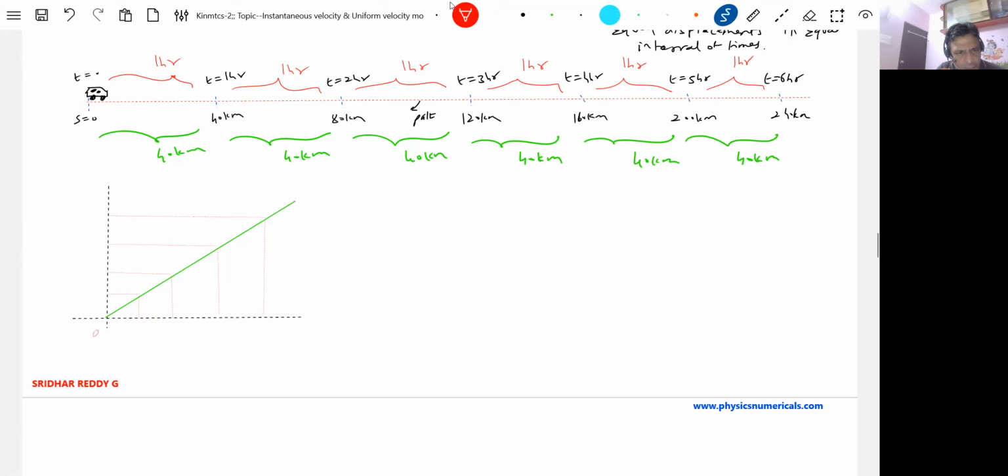This interval is 0. This is time: 1 hour, 2 hour, 3 hour, 4 hour. This will be 40 kilometer, 80 kilometer, 120 kilometer, 160 kilometer. This will be position. This will be time. So the body covers equal displacement in equal intervals of time. Then such motion is said to be uniform velocity motion.